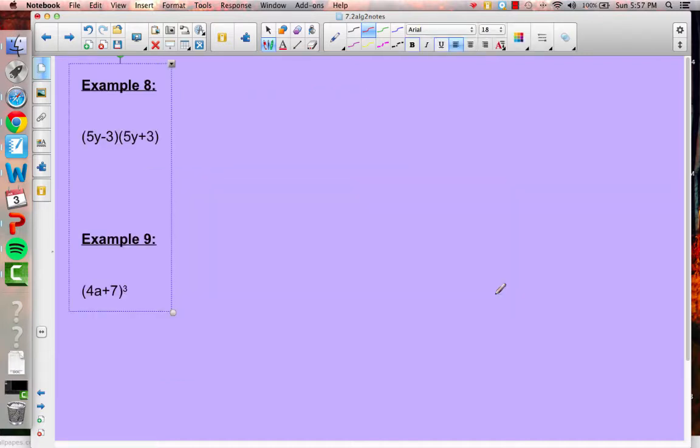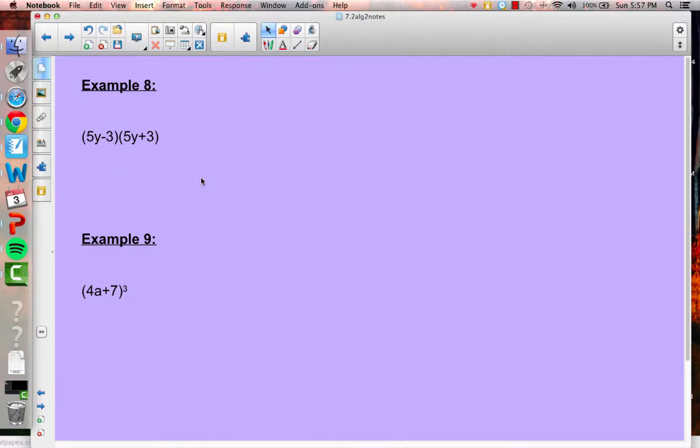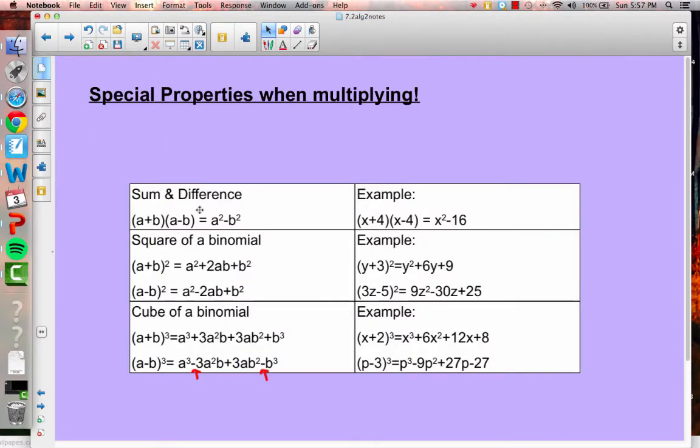And these are going to be our last two examples to go through together. Make sure you ask if you get stuck. The first one is 5y minus 3 times 5y plus 3. Notice these are identical things but different signs. So if you go back to our properties, that's a sum and difference property. So what does the rule say?